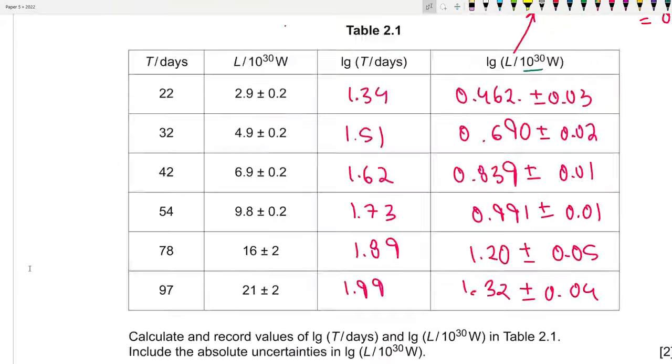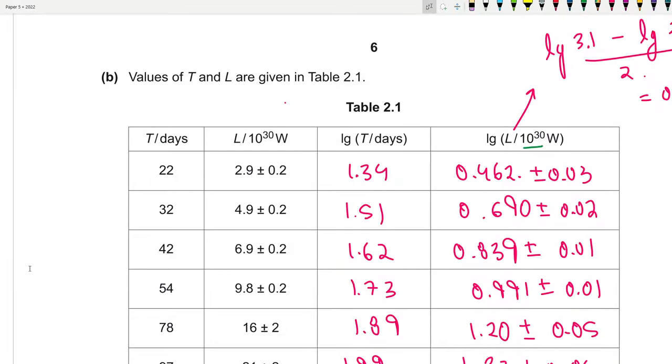So if you find questions where log or ln is included, you do not need to convert the units, and you do not need to take the power into consideration when you input the log. But when you take it out, you need to bring the power back again. I'll tell you what I mean. So let's start. How did I get 1.34 and 1.51?